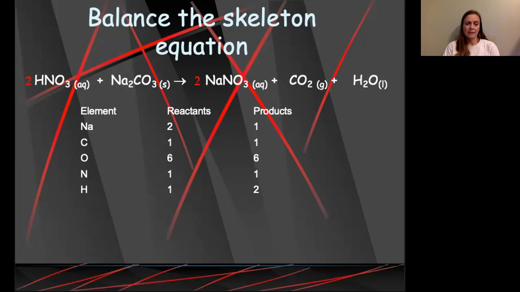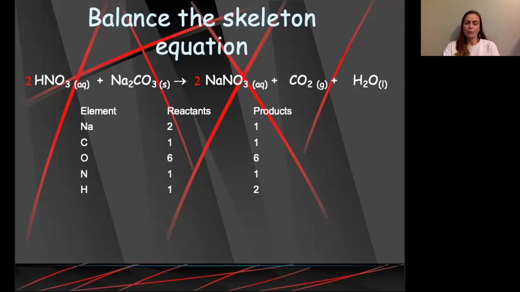And now we can see that we have 9 oxygens on both sides, and we have 2 sodiums on both sides and 2 hydrogens on both sides. So we're all set and our equation is completely balanced.